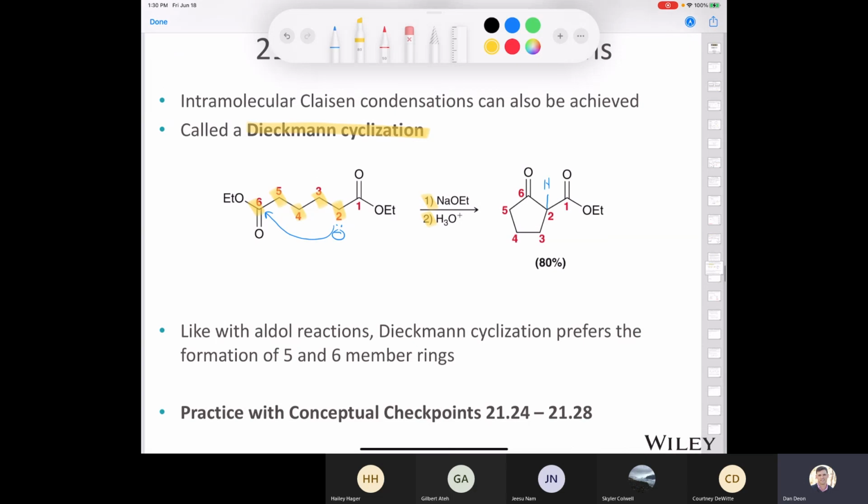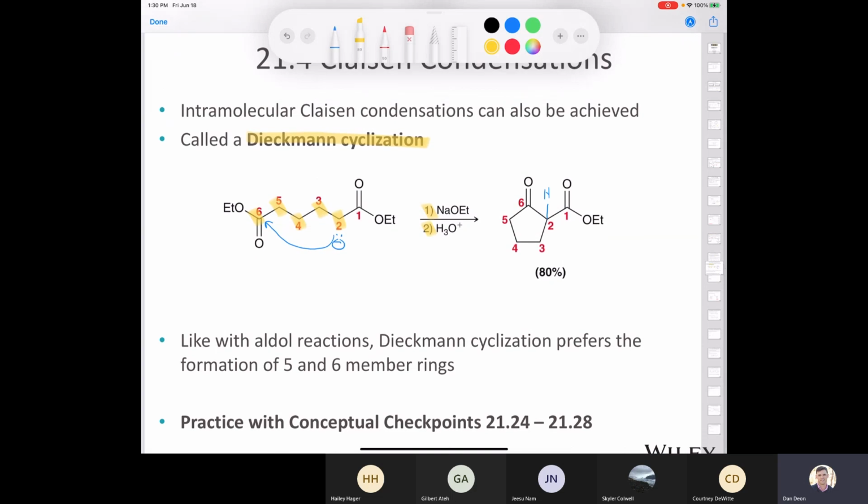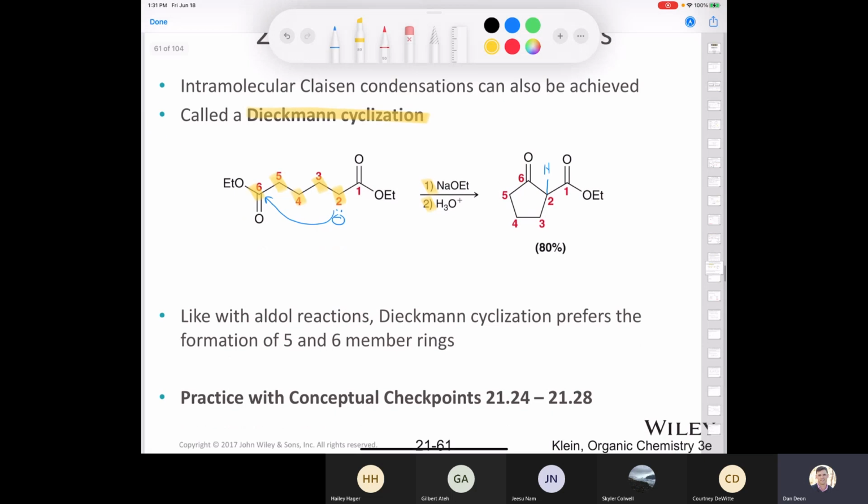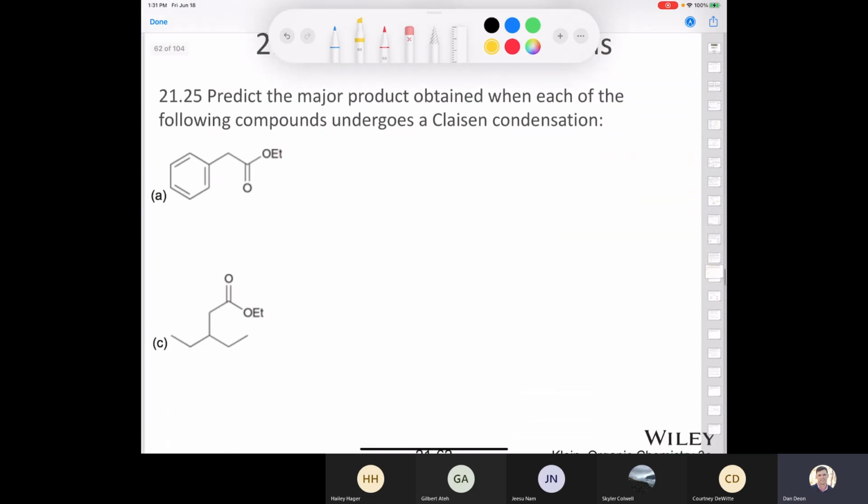All right. Anyhow, just like an aldol reaction, the Dieckmann cyclization is only going to form either a 5- or a 6-membered ring. If there's any other option like a 4-membered ring, a 3-membered ring, or a 7-membered ring, it's not going to happen. You're always going to be given an example where you form a 5- or a 6-membered ring. Well, with all that in mind, let's practice drawing the products of a Claisen condensation, and I can show you some shortcuts that I use to draw these types of mechanisms.